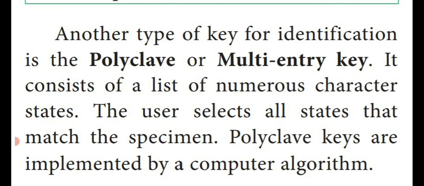Then another type of key is also there to identify, the multi-entry key or polyclave. In the previous one, we considered only the pair of two contrasting statements, isn't it? But here in the multi-entry key, we are comparing many contrasting statements. That's why numerous character states are given. So the user, that means a scientist, selects all states that match the specimen, that means similar characters the author collected. These polyclave keys are implemented by a computer algorithm. So this is one of the taxonomic tools known as keys, with the example.